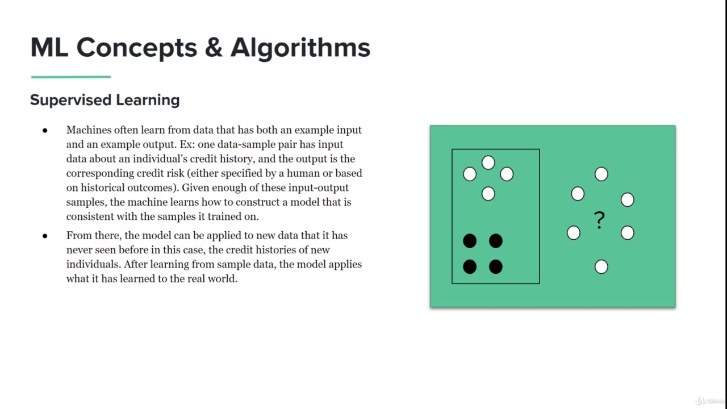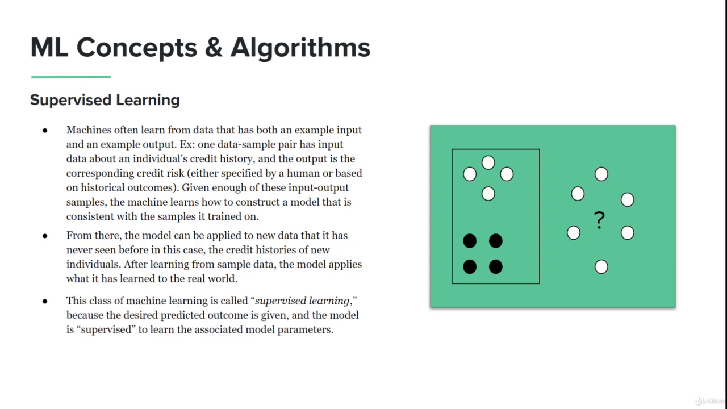Now it's able to be on the bank's website, take in applications, and make decisions within a matter of seconds. And then you're able to have somebody actually physically look at the information, but it's all programmed through the machine learning algorithm. This class of machine learning is called supervised learning because the desired predicted outcome is given and the model is supervised to learn the associated model parameters. So this is essentially the supervised learning method here.